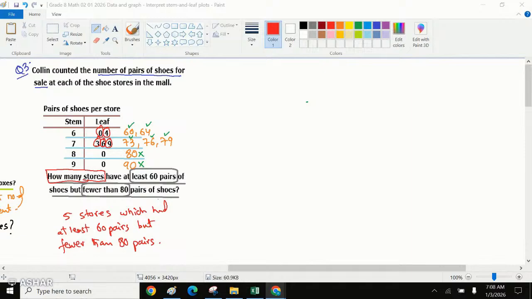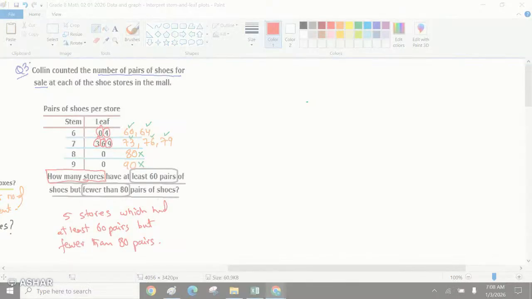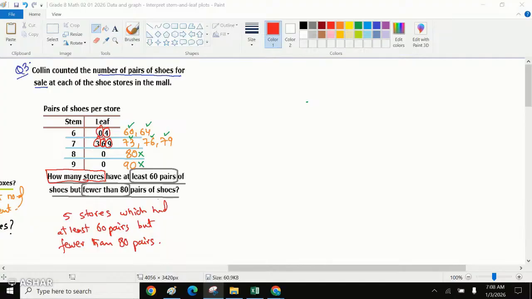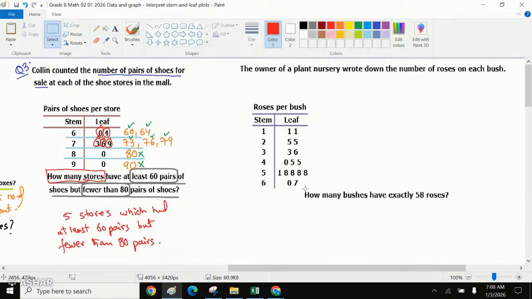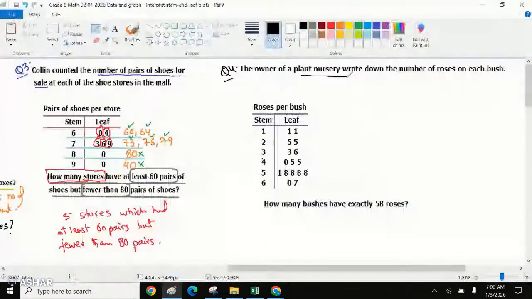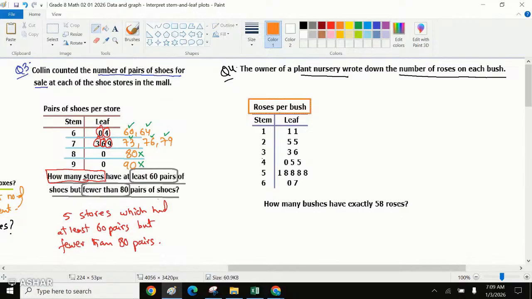Okay. Just give me a minute, please. I'll just copy down the question. The owner of a nursery plant. It's about flowers over here. Let's see what they're asking us about the flowers. Let's increase the size. Okay. For question number 4, the owner of a plant nursery wrote down the number of roses on each bush, right? So they're telling us that we are calculating the number of roses per bush.